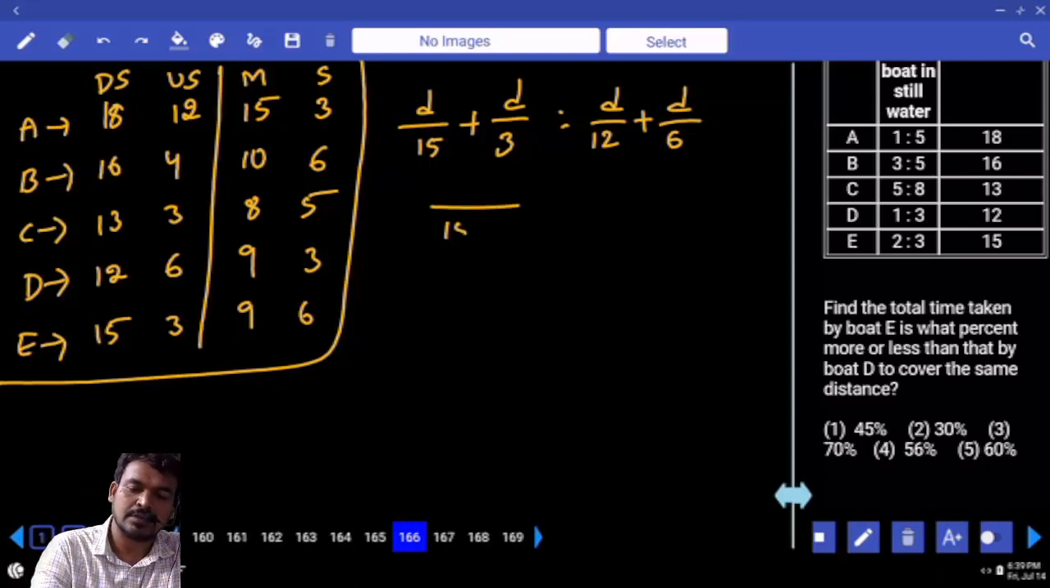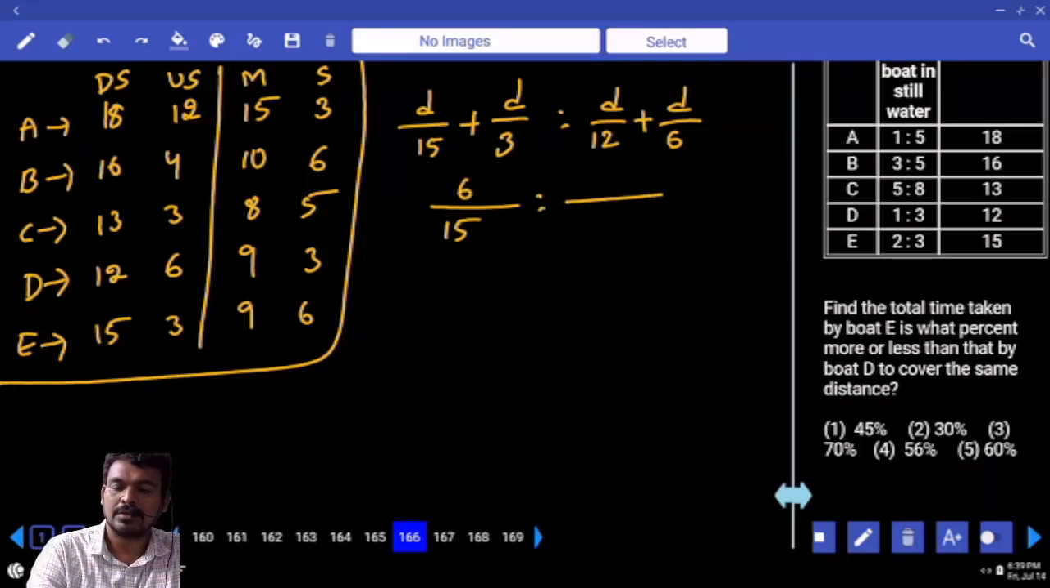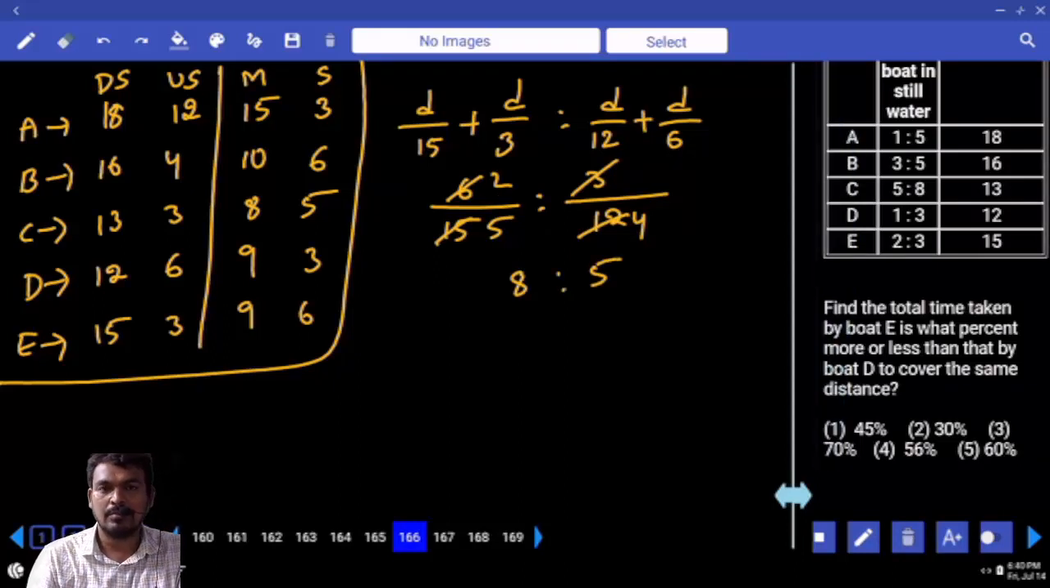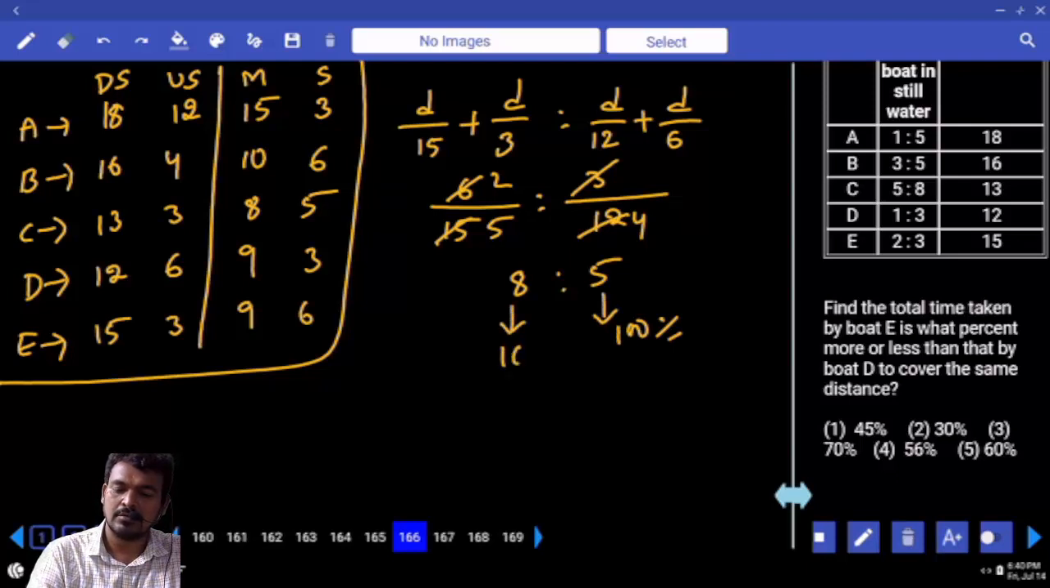15 and 3 LCM means 15. 15 one time, 3 5 times. Total it is 6 by 15. D by 12 plus D by 6 means LCM 12. 1 plus 2, 3 by 12. 3 how many times? 4 times. 1 again, 3 2 times, 3 5 times. What is the ratio? 8 is to 5. One will be 8 parts, another one 5 parts. Means one is 100%, another one is 160%. Or how much percent more? 60% more.